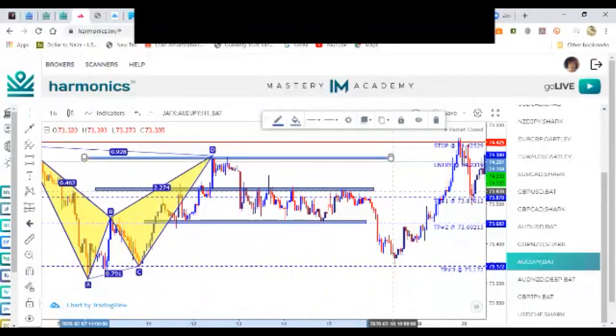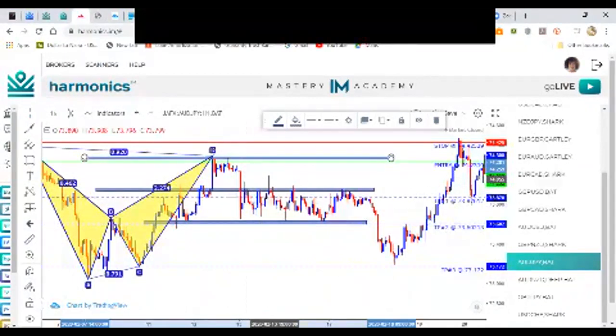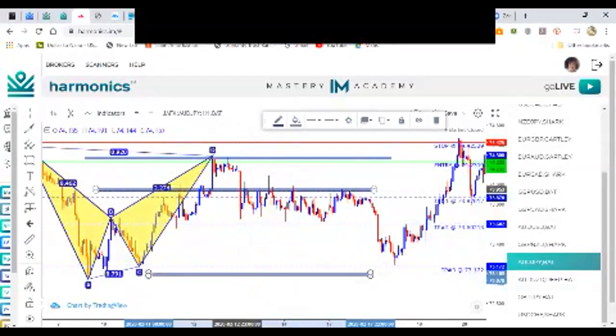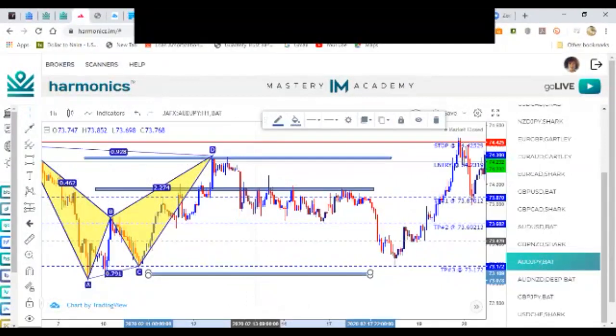So I trapped it on the harmonic scanner based on this point. If it breaks, I need it to retest before I start selling. This was my first trap here. This one came later. If it breaks, I need it to retest, then I start selling.